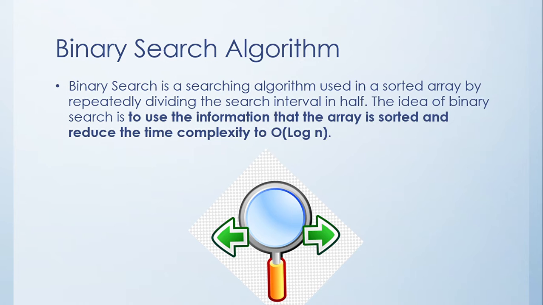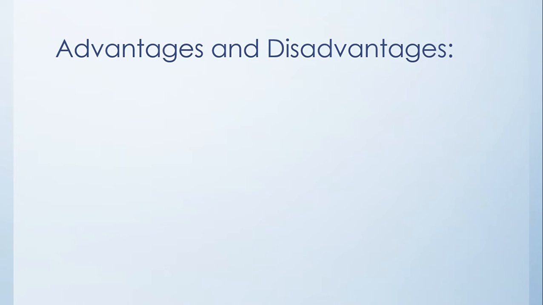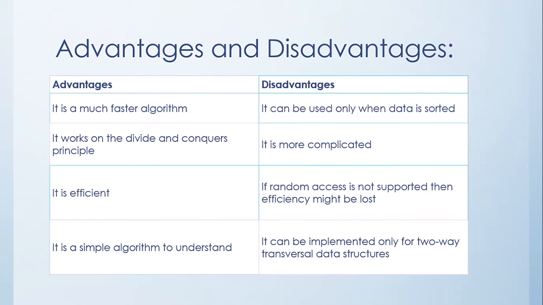The order, that means the time complexity of binary search, is O(log n). Why? Because we are dividing our list into two parts. So it makes it simpler to search if you have a larger data set. Right? Next we can see there are some advantages and disadvantages.